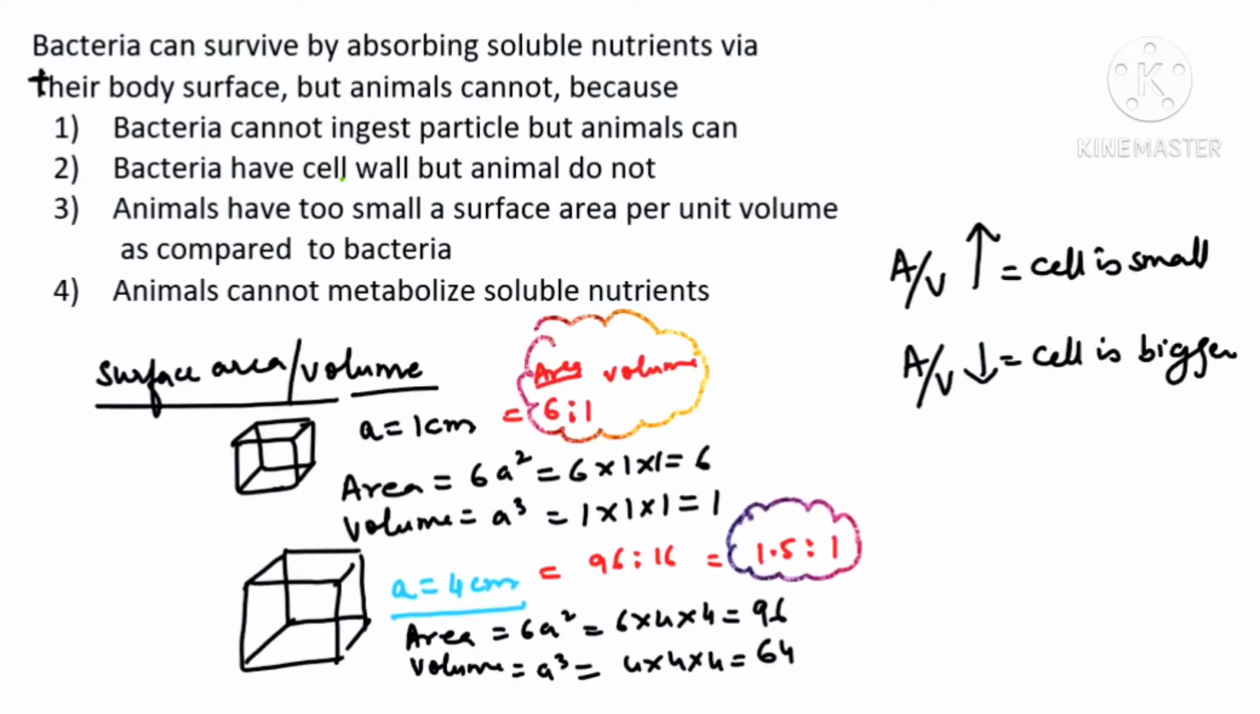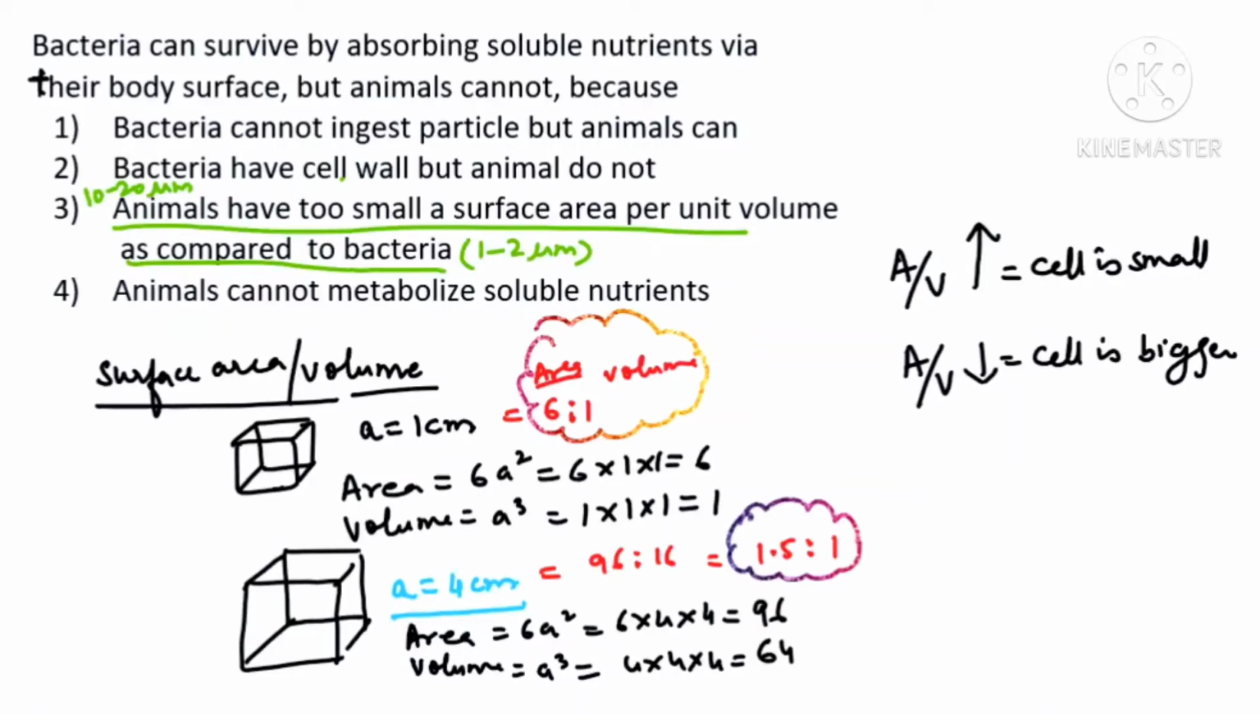So I think this option is given here. Animals are having too small surface area to volume ratio as compared to bacteria, because typical bacteria is 1 to 2 μm in size, and typical eukaryotic cell is 10 to 20 μm in size. It means animal cells are bigger. Because they are bigger, they are having very low surface area to volume. Area is low. Understood the concept?